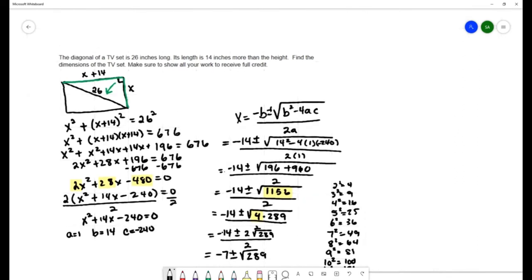So we can work out those numbers in the calculator to see what the dimensions are. Negative 7 minus the square root of 289 is going to be a negative number, and that doesn't make sense for the dimensions, so we're not going to worry about that one. We're going to ignore it. We're going to do negative 7 plus the square root of 289.